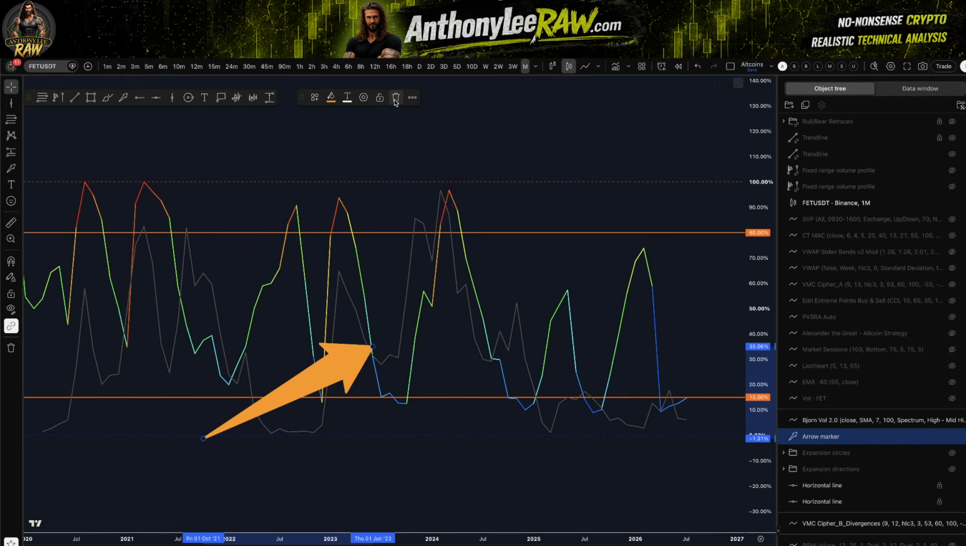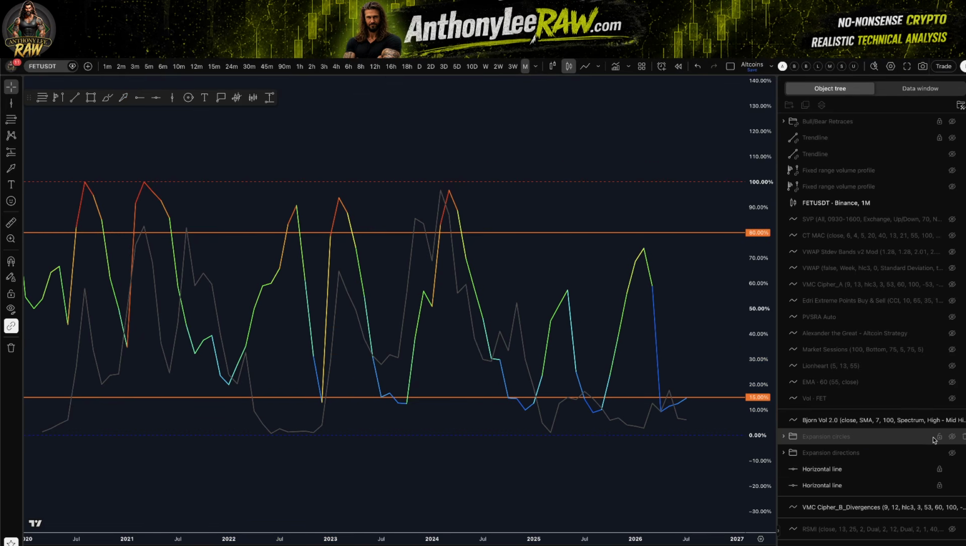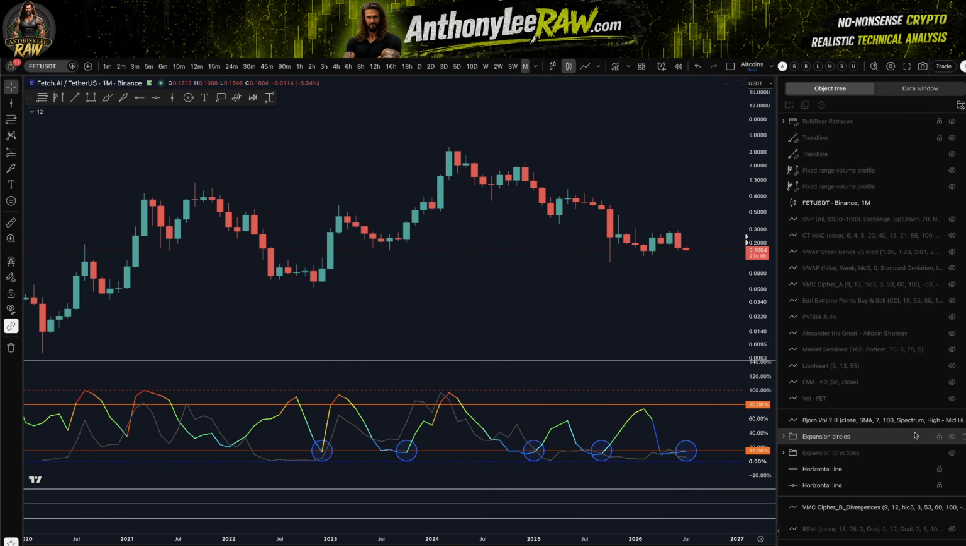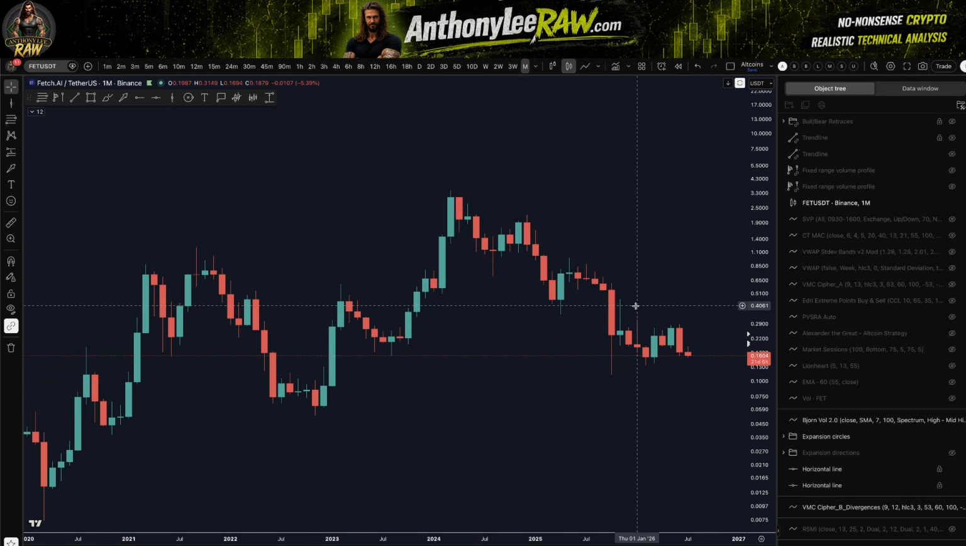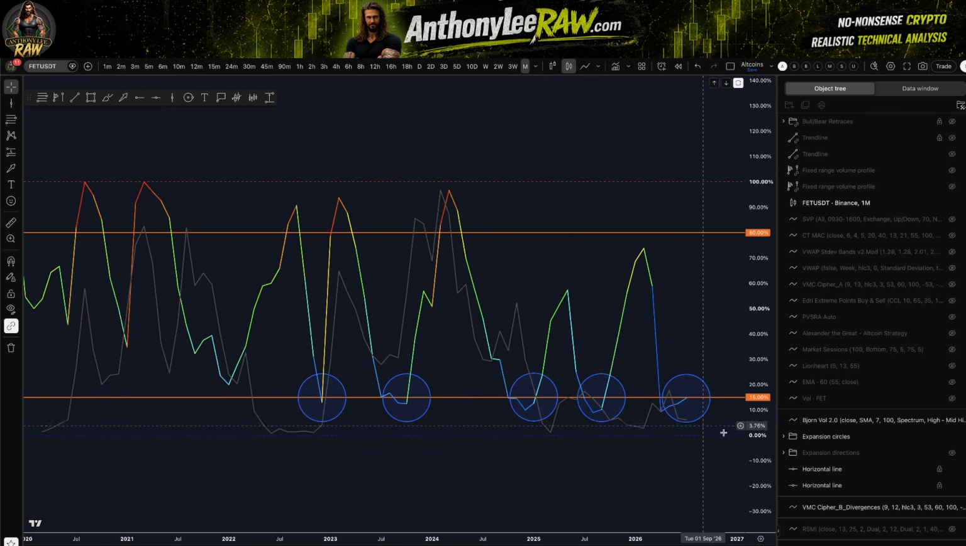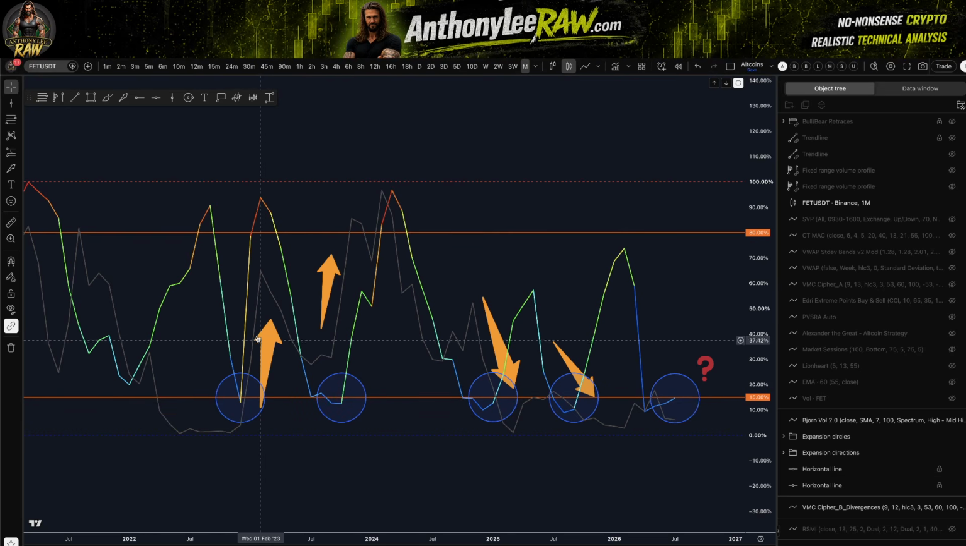Now, here we go. Here are the past expansions for Fetch. There are the circles. That's where we expanded. Let's go back to the Fetch price, and you can see at the time that we expanded, I'm going to go ahead and highlight these for you, show you the direction. Twice the dark gray stochastic line was headed up, and twice it was headed down, right? So it means we have big moves up and big moves down, okay?